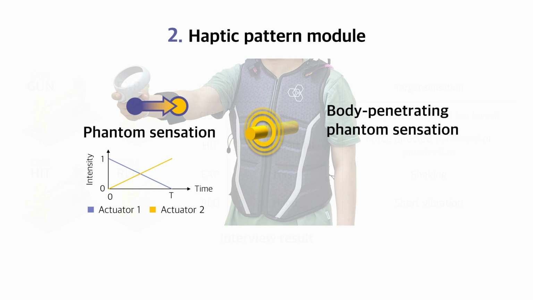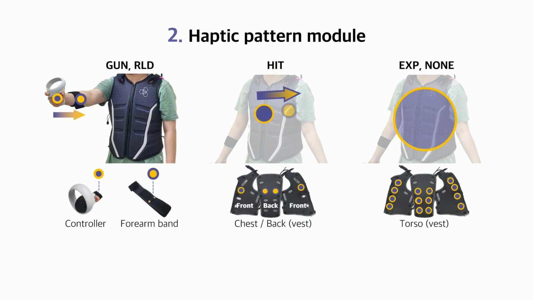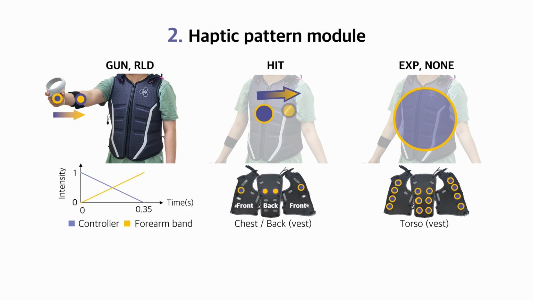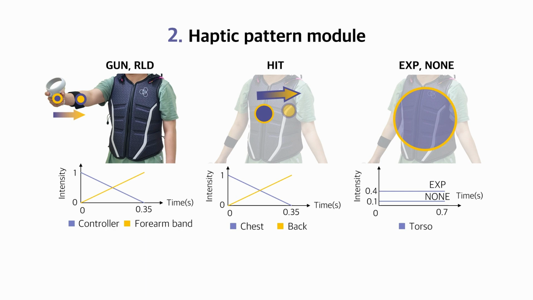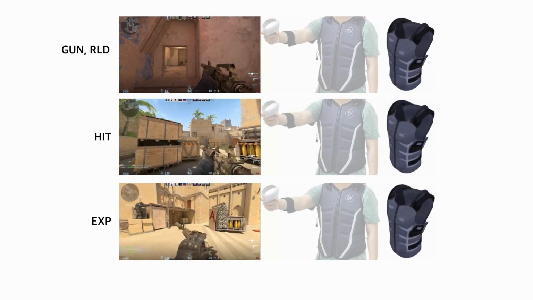So we used a technique called phantom sensation, which is a tactile illusion. By gradually changing the intensity of stimulation between two actuators, it creates a sensation as if the stimulation is moving or penetrating through the body. Using this, we designed specific intensity patterns for each class. For example, shooting or reloading creates a sensation moving from the controller to the forearm band, while being hit creates a sensation that feels like it's penetrating from the chest to the back. For explosions and other events, we designed the vibration to be felt across the entire body. You can see examples of these patterns in this video.